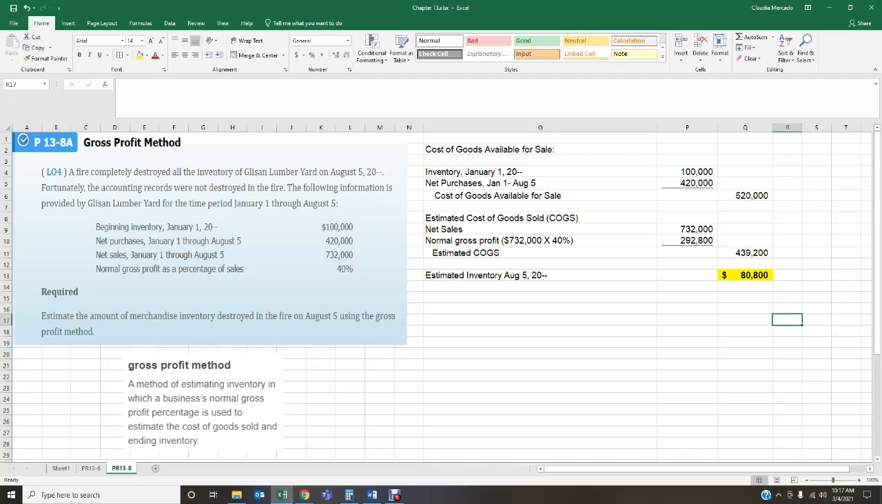Once we do that calculation, we can calculate our estimated cost of goods sold. Once we have those two numbers, we simply subtract our estimated cost of goods sold from our goods available for sale to get our estimated inventory, which was destroyed by the fire. So that is this particular problem.